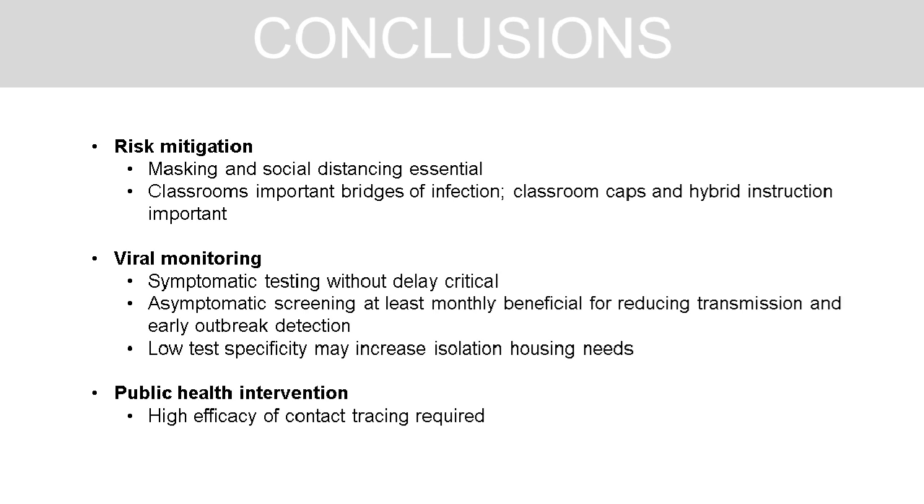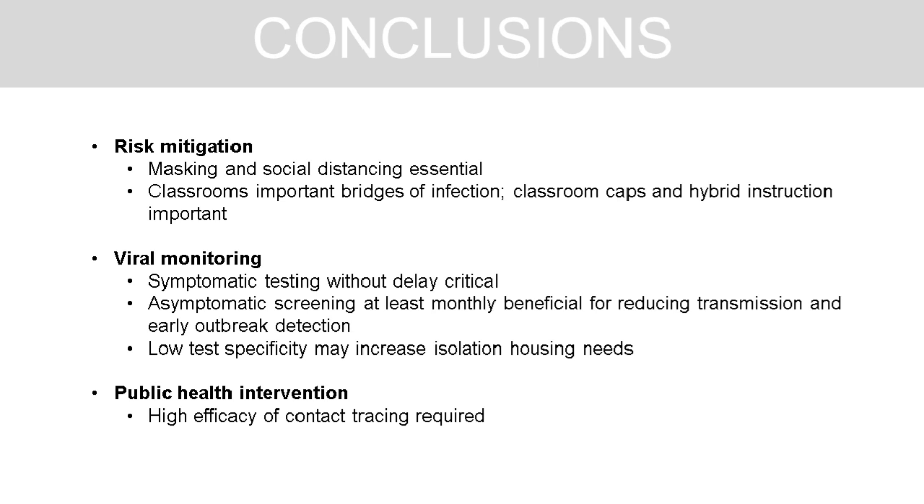Viral monitoring is also important. Symptomatic testing without delays is critical to identifying infections early and preventing transmission. Asymptomatic screening with at least monthly testing is beneficial for reducing transmission and allows us to detect outbreaks early. But low test specificity may increase quarantine housing needs. And finally, public health intervention is critical.